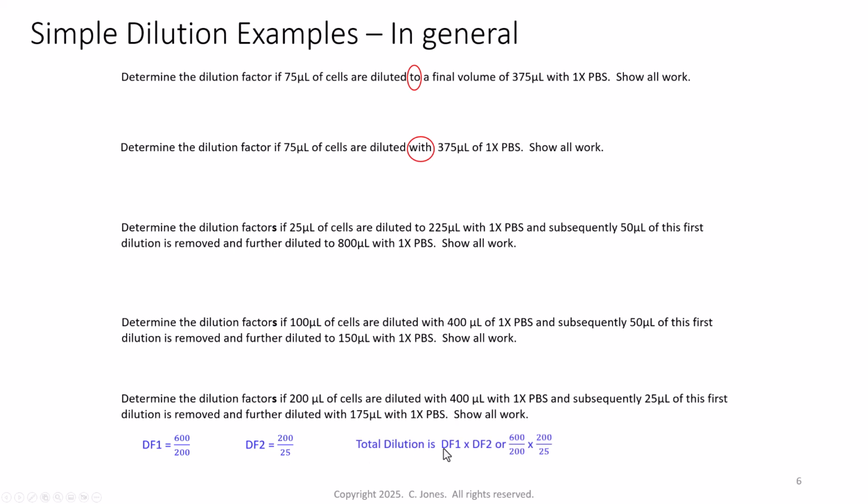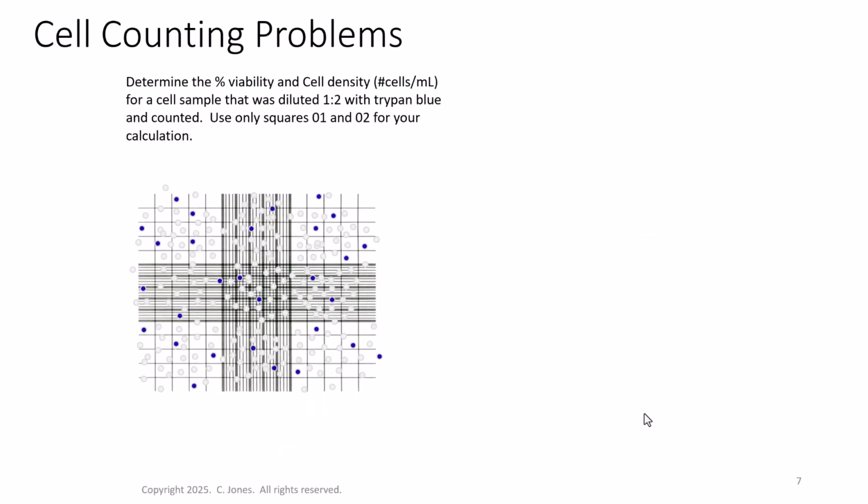So the total dilution is going to be dilution factor 1 times dilution factor 2, or 600 over 200 times 200 over 25. So that was a quick review of dilution factors. Hopefully you found this useful, or maybe you already knew how to do this. But in either case, we can now proceed to do calculations of actual percent viabilities and cell densities.